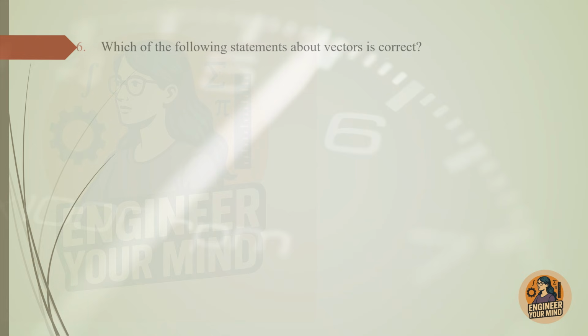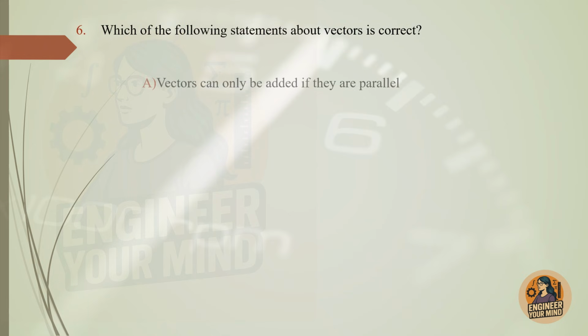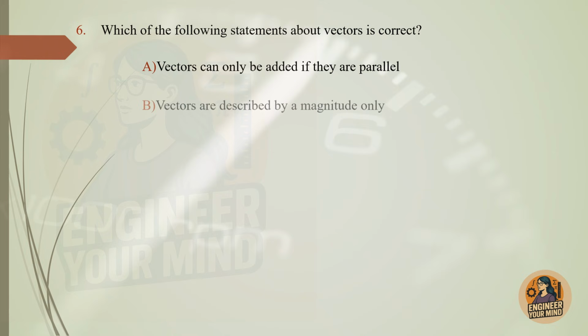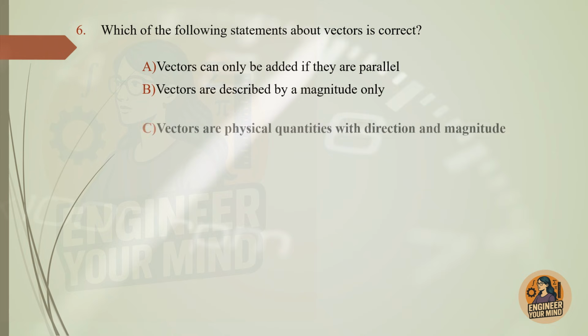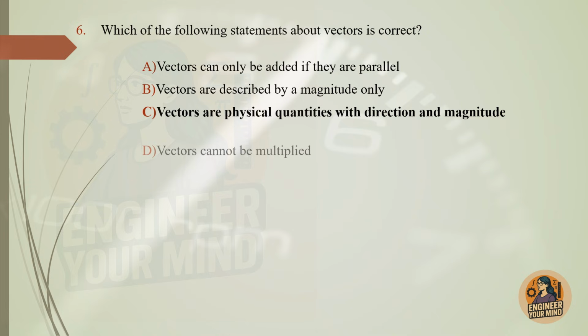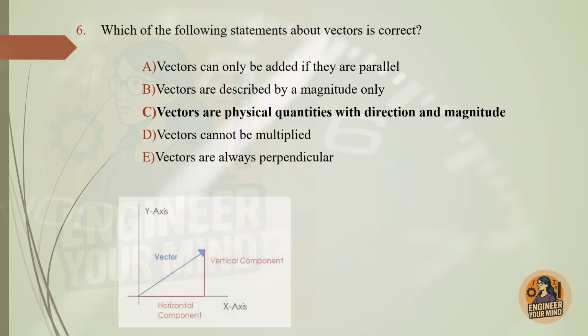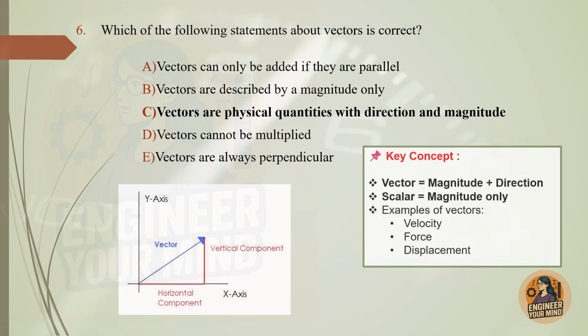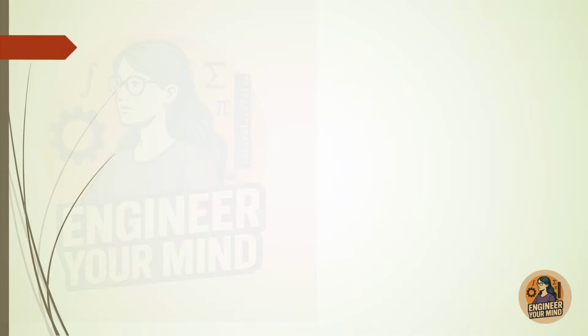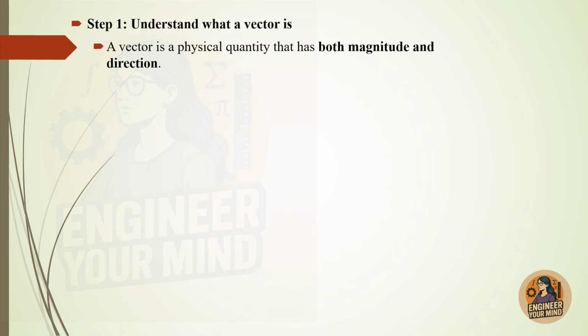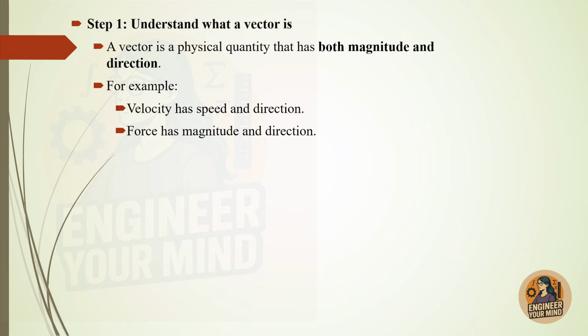Let's solve this conceptual physics question about vectors. The question is, which of the following statements about vectors is correct? Step 1. Understand what a vector is. A vector is a physical quantity that has both magnitude and direction. For example, velocity has speed and direction. Force has size and direction. Displacement has distance and direction. This is the key idea to remember.